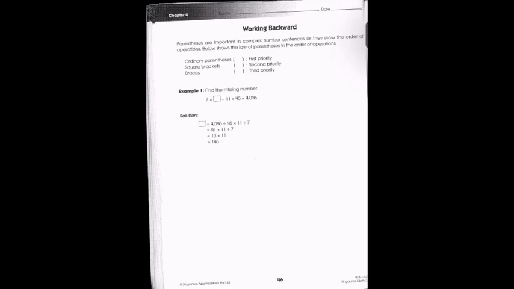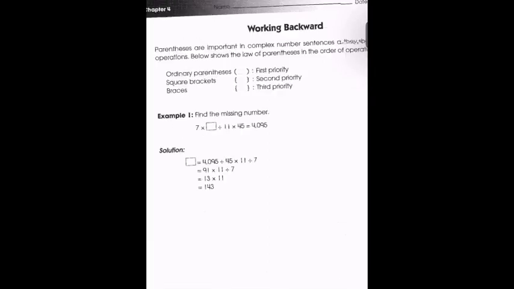Hi guys, my name is Melissa, and in today's video we're going to be talking about a topic called working backwards. Especially when we work backwards, we should really keep in mind parentheses, because they can really change our equation if we forget or misinterpret some of them. Parentheses are really important in complex number sentences as they show us the order of operations and which ones we should prioritize. And so there are laws of parentheses in the order of operations.